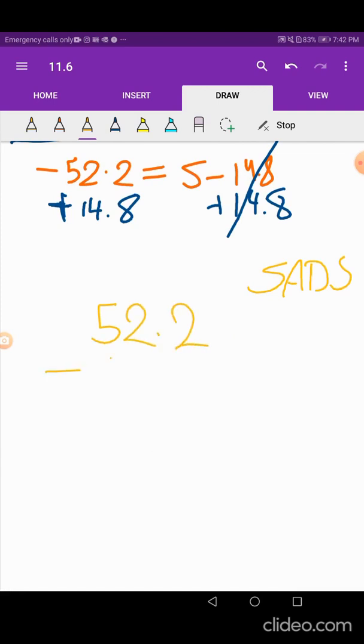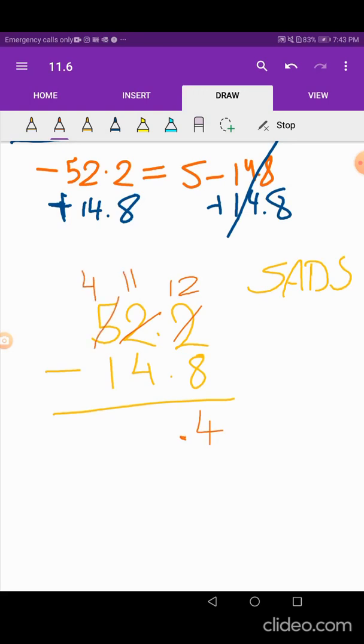52.2 minus 14.8. 2 minus 8, it doesn't work. We will borrow. It becomes 1 and this becomes a 12. 12 minus 8, which is 4. You put the decimal as it is. 1 minus 4, it doesn't work. This becomes 4. 11 minus 4 is going to be 7. And 4 minus 1 is 3. So, s equals 37.4.